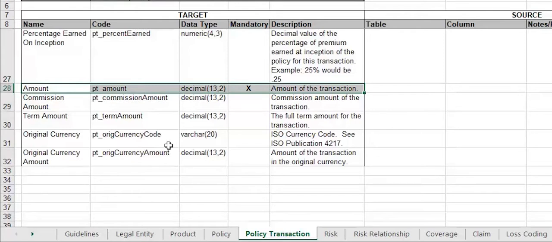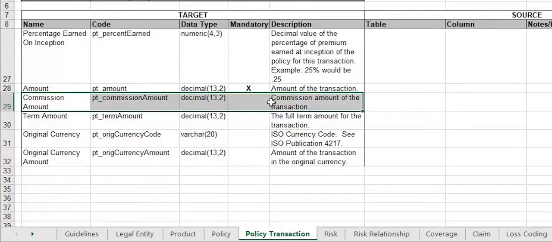If you have commission on this transaction, you can include it here in row 29. Otherwise, you can send it through a separate commission transaction. Some systems have a commission tied to the different coverages and have it broken out that way. Other systems don't. You can send commission amounts in two ways. You can send it in the row here, or you can send it in a separate transaction for the commission amount.